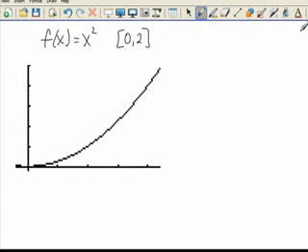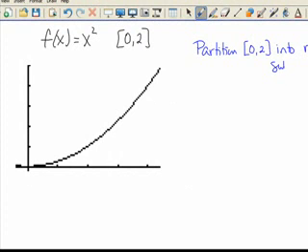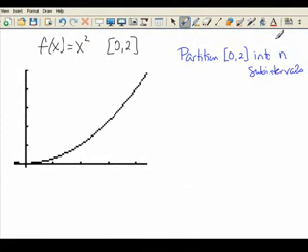If I divide the interval from 0 to 2 up into n subintervals, so if we partition, that's the word we're going to use. Partition the interval from 0 to 2 into n subintervals. Here's kind of what we're thinking about. There's 0, there's 2. I'm going to divide this up, and I'm going to divide it up equally.